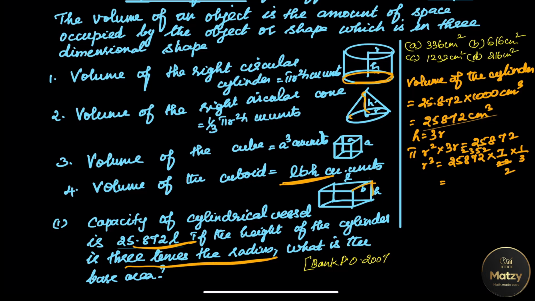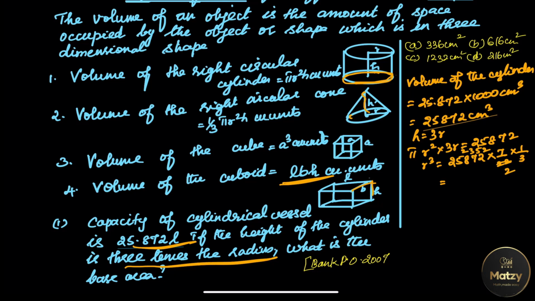So you have to multiply these liters by 1000. Then only you will get 25,872 centimeter cube, because 1 liter is equal to 1000 centimeter cube. So this many liters means you have to multiply it by 1000. Now I have got the volume of the cylinder in centimeter cubic units.